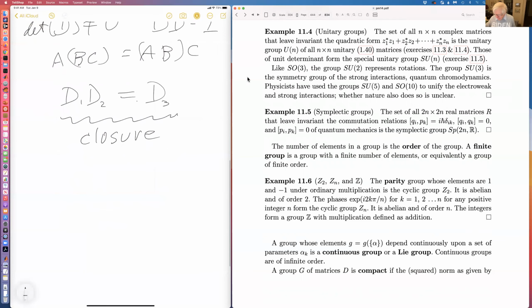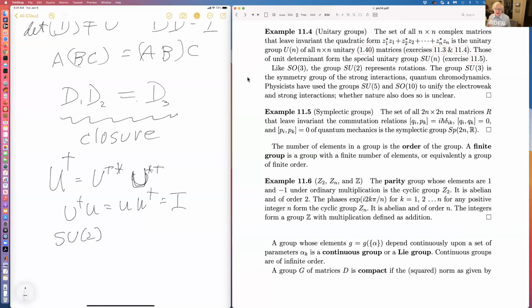So remember, first of all, what is a unitary matrix? Written U dagger, this is the transpose of the matrix times the complex conjugate, or the transpose of the complex conjugate. So actually the sensible way is to write it as U complex conjugate transpose. And it's unitary if U dagger U is equal to U U dagger is equal to the identity matrix. And it turns out that SU(2) represents rotations, in fact rotations for fermions, or at least for spin 1/2 fermions.